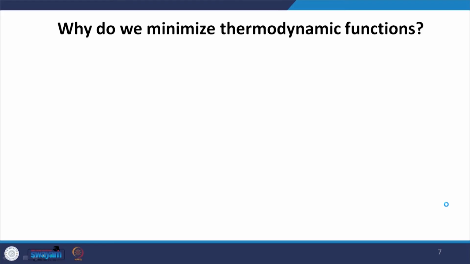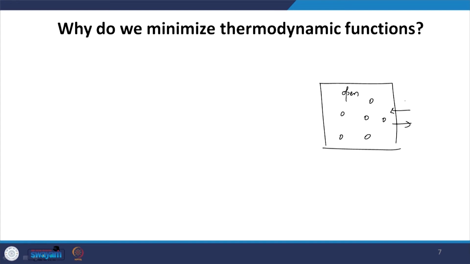So, if this is clear to us, let us now do a third example and look at what we have if we have an open system. An open system is one in which we can not only exchange mass, but we can also exchange energy with the surrounding.